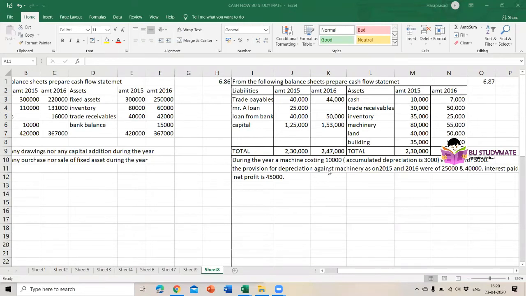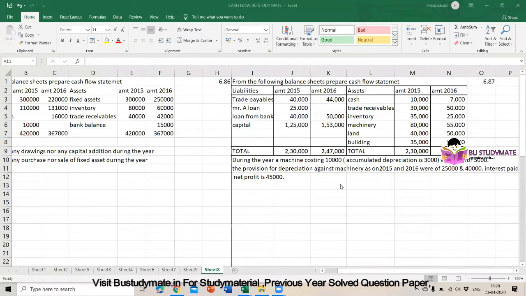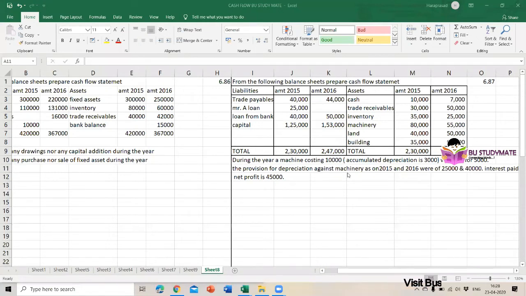And there is no other ledger entry we have to do, because in the additional information they have given only the purchase of a machine. Means we have to make the machine ledger, and also the provision for depreciation. Only one adjustment they have given, but for this one adjustment we have to make two ledger entries. One is the asset account and another one is the provision for depreciation.